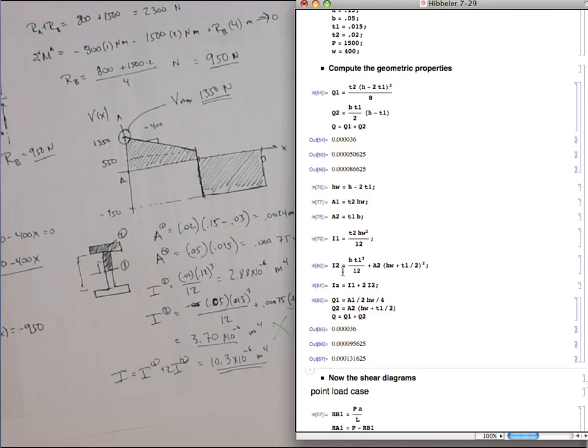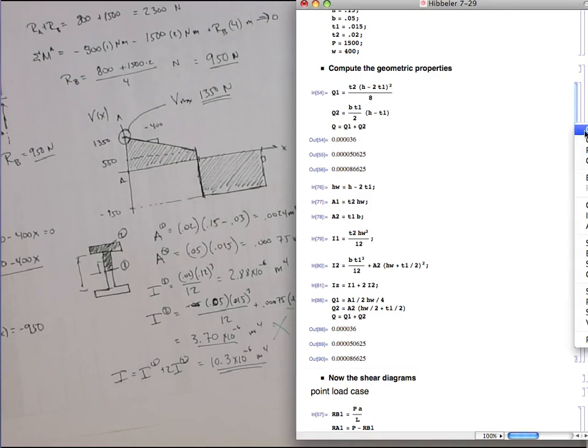So h times t1. So the area's got to be the same, right? Am I making a logic error in this? This is the flange height. Half of that. This should be half, right? This has to be half of the flange, that height, right? Now I get the same value. Now I see that Q2 is the same. So this checks. I've computed it two different ways, and I get the same answer.